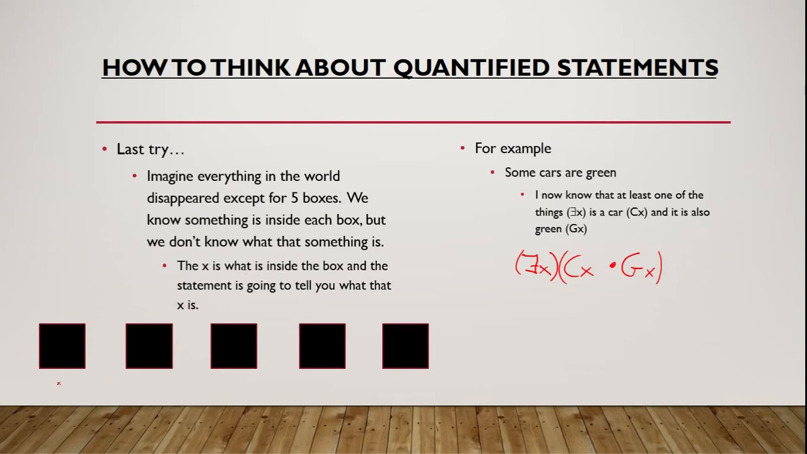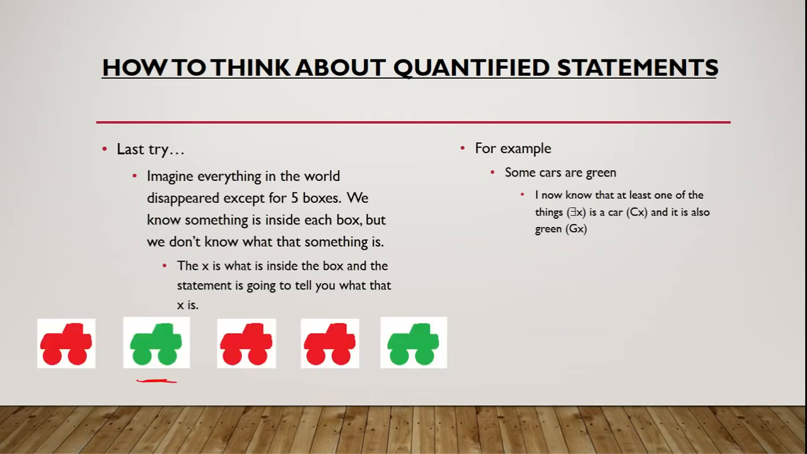So of our remaining 5 things in the world, 1, 2, 3, 4, 5. This is it. Zombie apocalypse happened. All we have left in the world are 5 things. What do I know? I know that at least one of them, there might be more, but at least one of them is a car. So one of those undefined things is a car, and one of those undefined things is green. So I have a green car. At least one of those boxes will have a green car behind it. Boom, there it is. Okay, and it turns out we have 2 green cars. So there exists an X such that X is a car and X is green. All right, some cars are green.